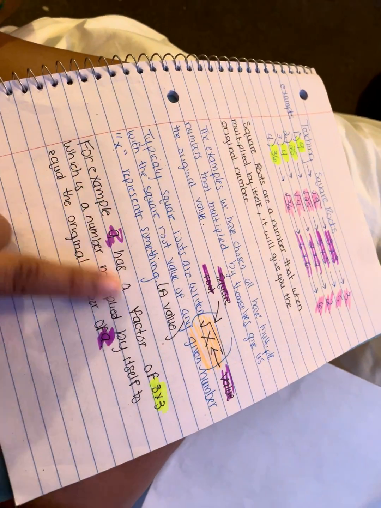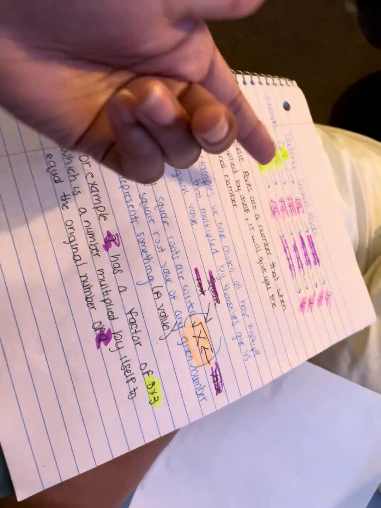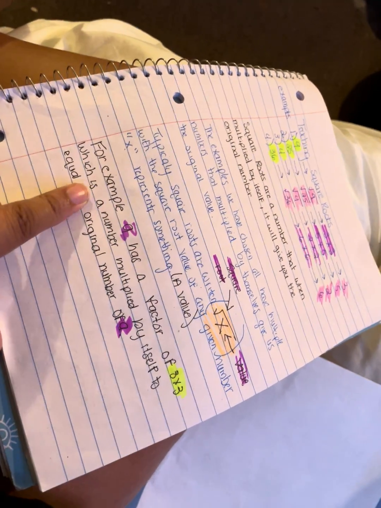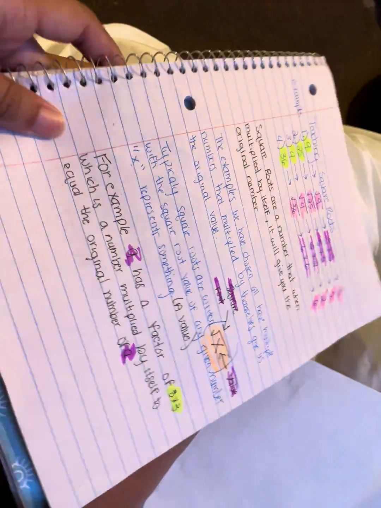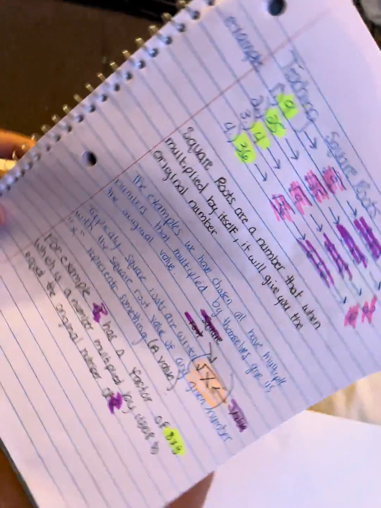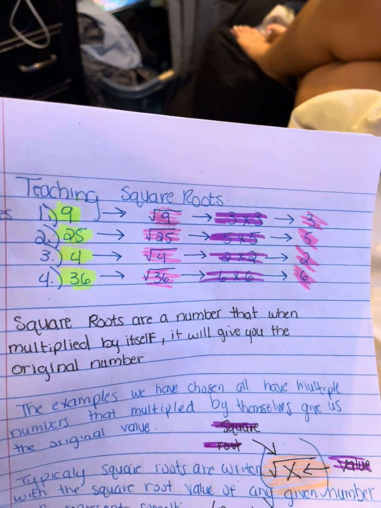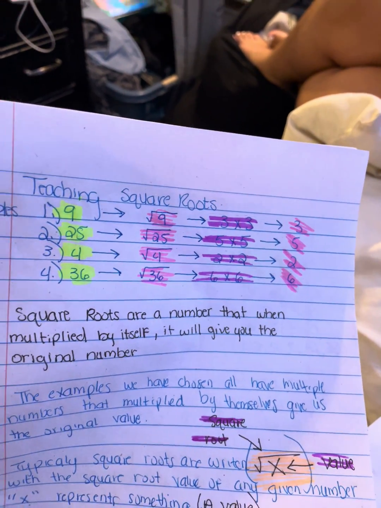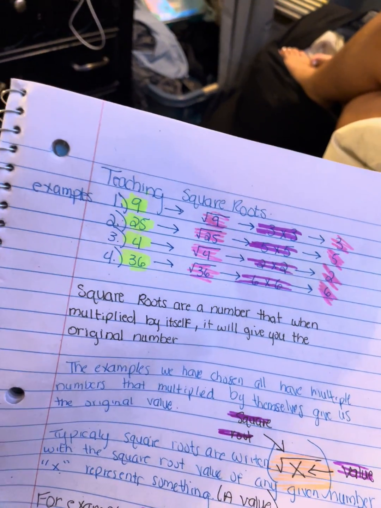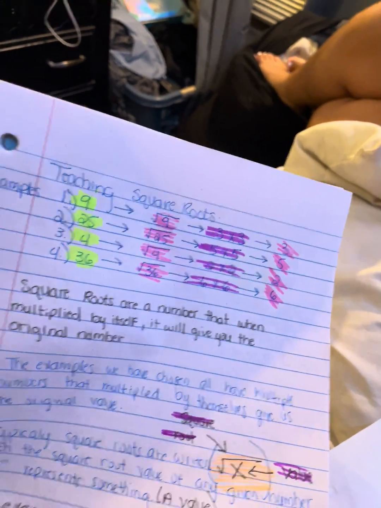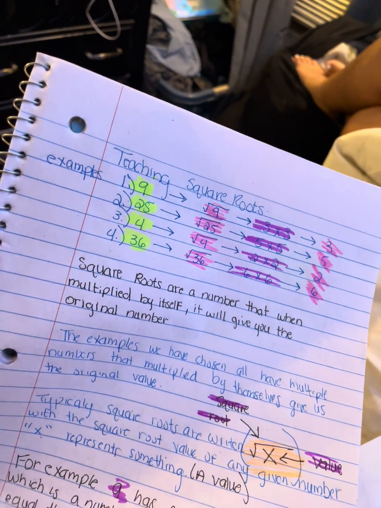So, for example, like I had said, 9 has a factor of 3 times 3, which is a number multiplied by itself equal to the original number, which is 9. And on these examples that we have here, we have numbers multiplied by themselves that give you the square root of a number. So 3 times 3, like the original example we had used, would equal 9, which would mean that 3 is the square root of 9.